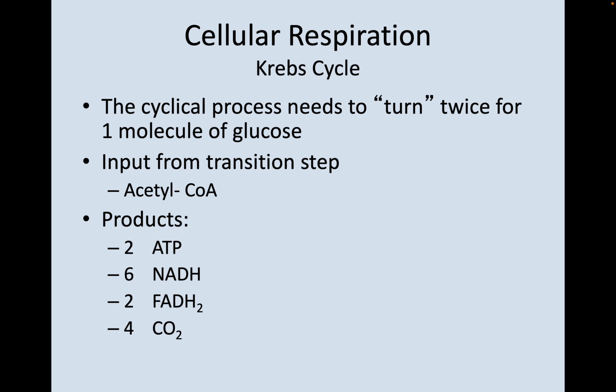The Krebs cycle is a cyclical process that needs to run twice for every 1 molecule of glucose. It requires input from the transition step, that acetyl-CoA, and the products of the Krebs cycle are 2 ATPs, 6 NADH electron carriers, 2 FADH2 electron carriers, and 4 carbon dioxide gas molecules.